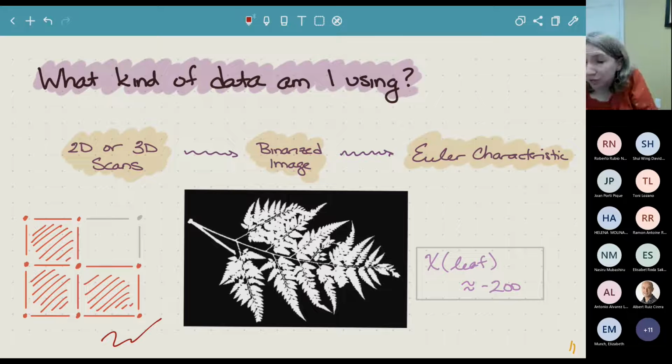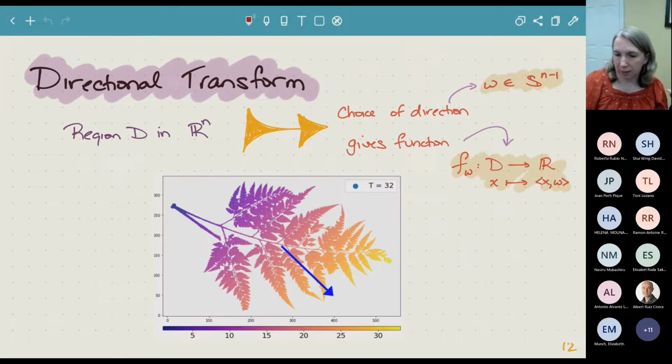Now, this is not particularly useful, right? I handed you a leaf, and it has Euler characteristic -200. That's great. What do I do with this? Rather than representing our data as this single number, which is just not discriminative enough to do anything with, we're going to pass to another related idea, which is called the directional transform.